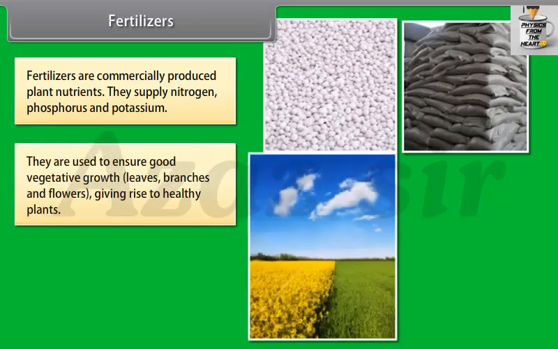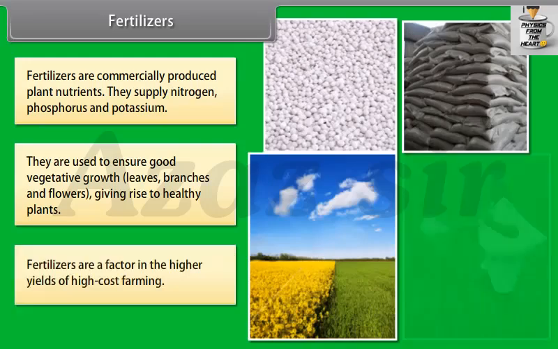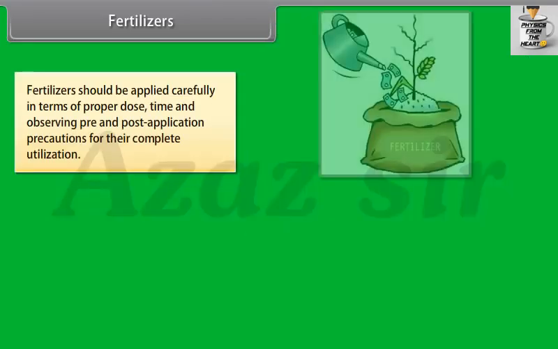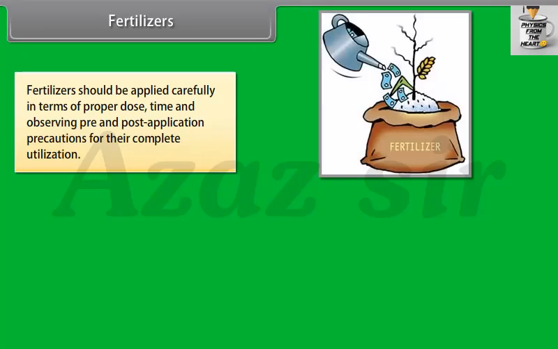They are used to ensure good vegetative growth, leaves, branches, and flowers, giving rise to healthy plants. Fertilizers are a factor in the higher yields of high-cost farming. Fertilizers should be applied carefully in terms of proper dose, time, and observing pre- and post-application precautions for their complete utilization.